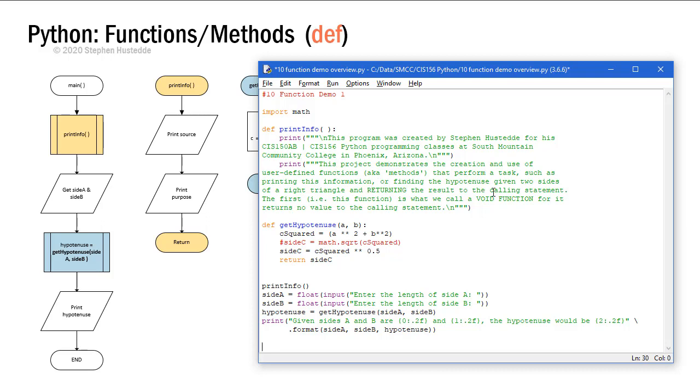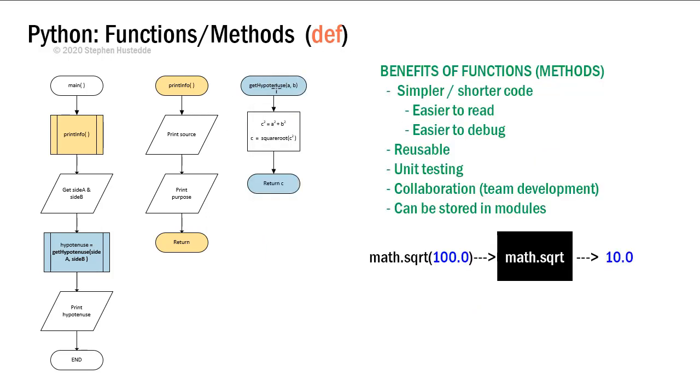We're going to return a value, and we have a void function. So this particular function, which does not return a value, is called a void function. Whereas the getHypotenuse method returns a value. Here it's going to return C given A and B, C being the hypotenuse. So that's the difference between a void function and a function that returns a value.